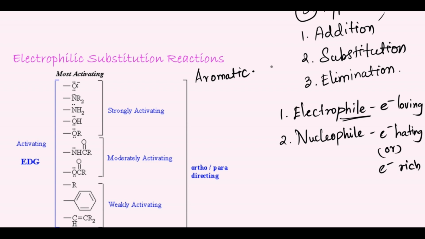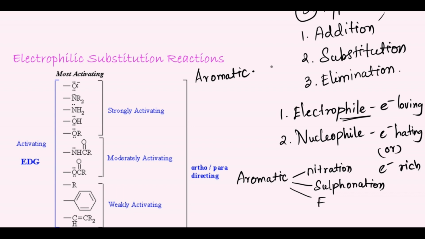Because in aromatic substitutions, we have many reactions. For example, aromatic nitration, sulfonation, Friedel-Crafts acylation or alkylation, and halogenation, which includes Cl, Br, everything. So these are some important reactions when we are considering aromatic electrophilic substitution.